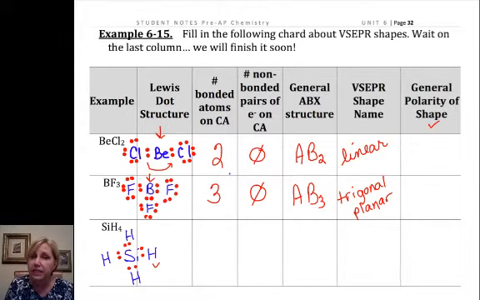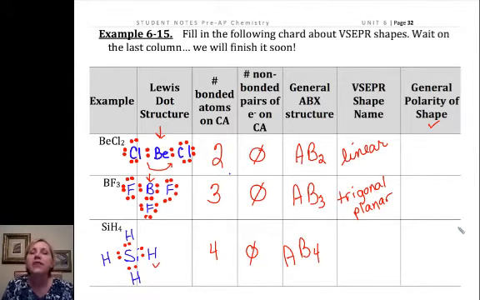Now this next one's a little tricky. Let's just do this. I think you see this. This is 4 and 0, right? So this is an AB4. Now, if this was just on 2 dimensions on a plane, it would form a square. But it's not. This is in 3 dimensions. They can get further away than that. And it forms a tetrahedral structure.